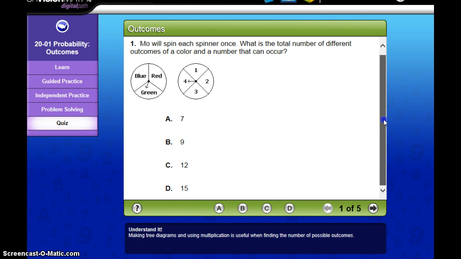Okay, so I have 2 spinners. I have a color spinner and I have a number spinner. If Mo spins each of those spinners 1 time, what is the total number of different outcomes? We don't have to list them, just how many different outcomes are there? Lingen. What makes you think that? How many colors? How many numbers? We don't add them. What do we do with them? For an answer of 12. We multiply them. We don't add them.